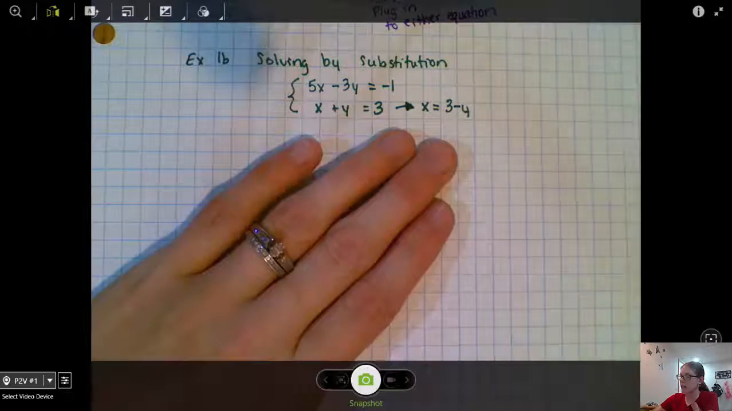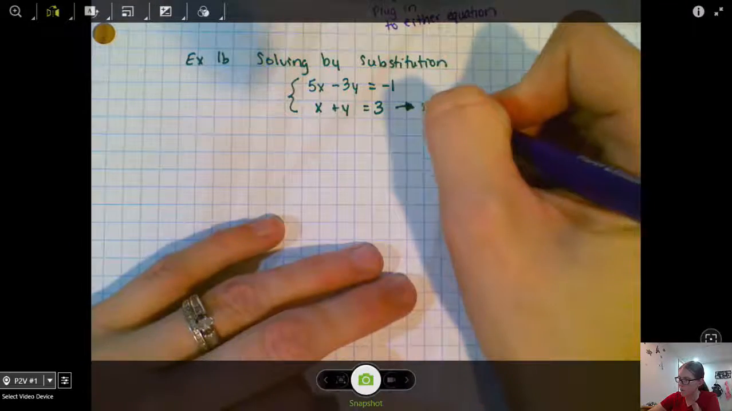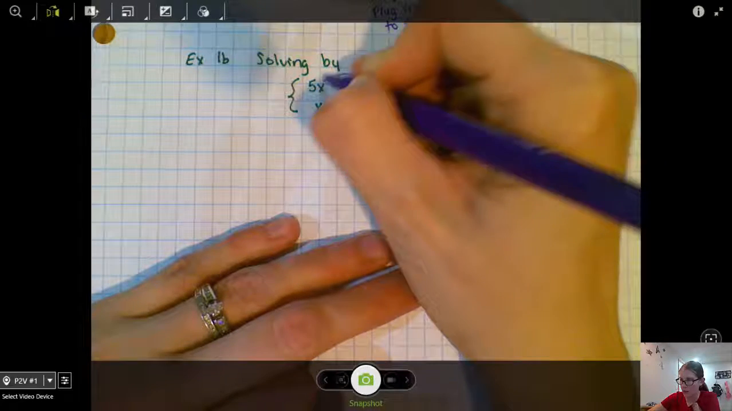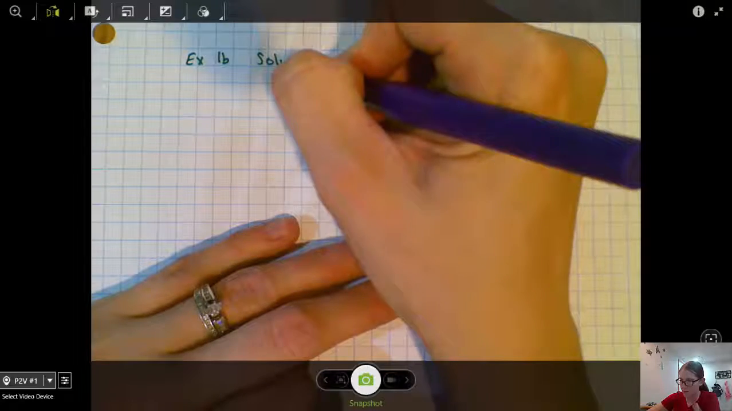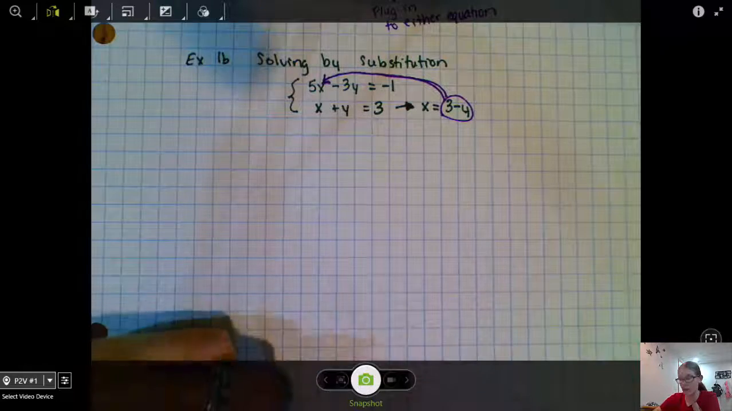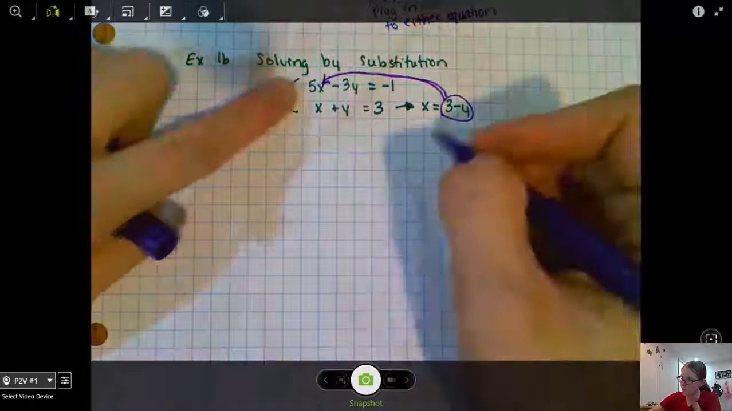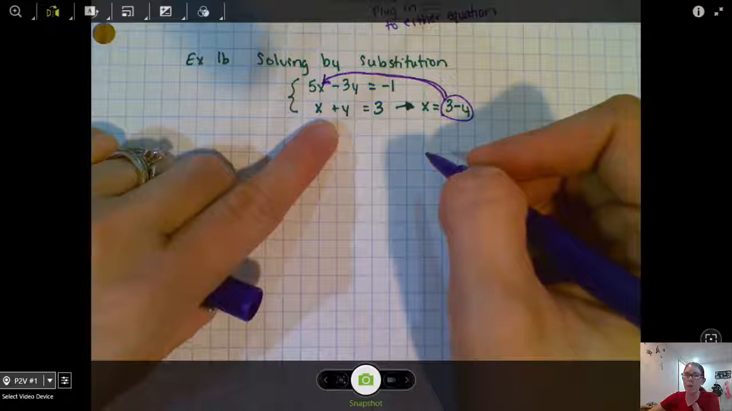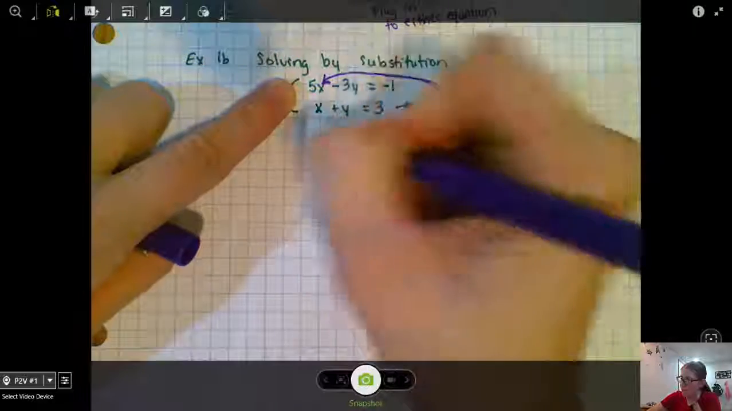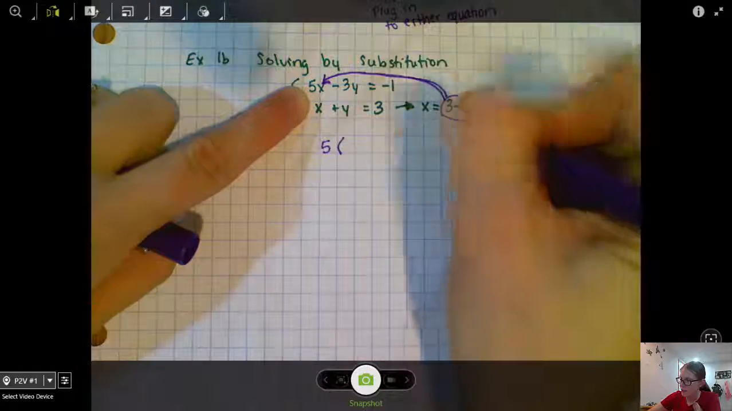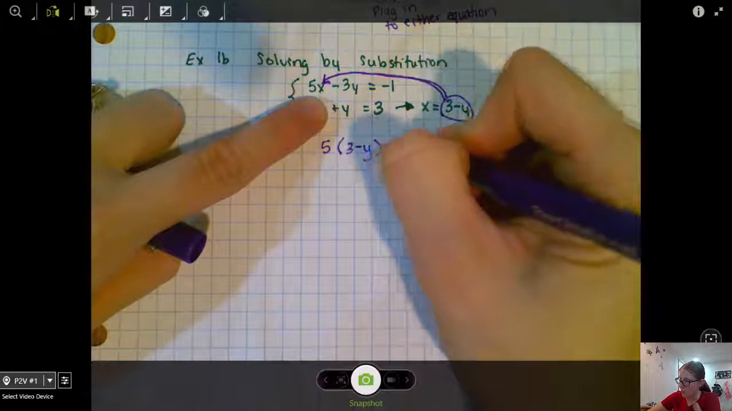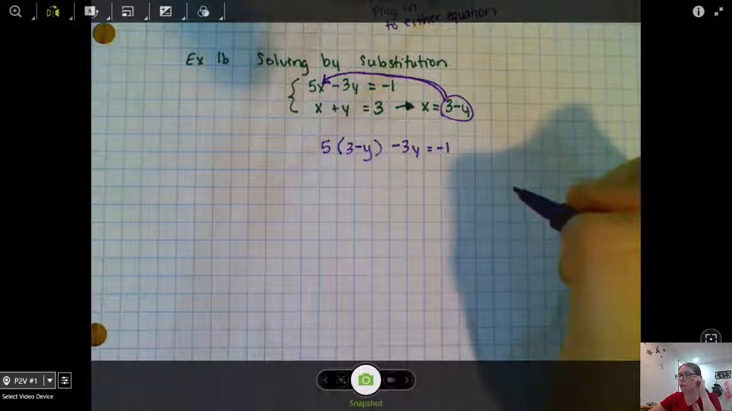All right. So I take this x equals 3 minus y and substitute this in to my first equation in the place of x. So keep in mind that we always have to plug that in to the other equation, not the one that we rearranged, I guess. So after we do that, we have 5, instead of writing an x here, I'm going to substitute 3 minus y, minus 3y equals negative 1.